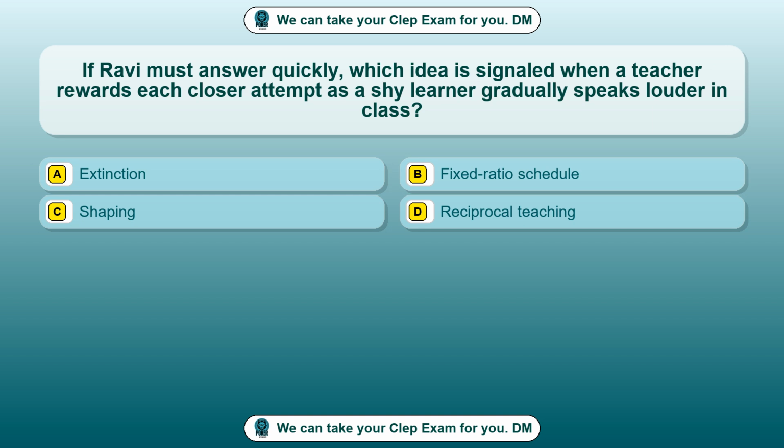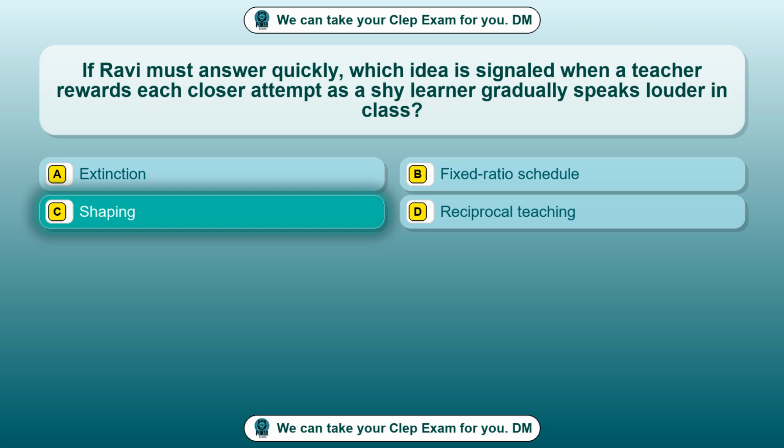Question 5. If Ravi must answer quickly, which idea is signaled when a teacher rewards each closer attempt as a shy learner gradually speaks louder in class? Option A, extinction. Option B, fixed ratio schedule. Option C, shaping. Option D, reciprocal teaching. The correct answer is option C.